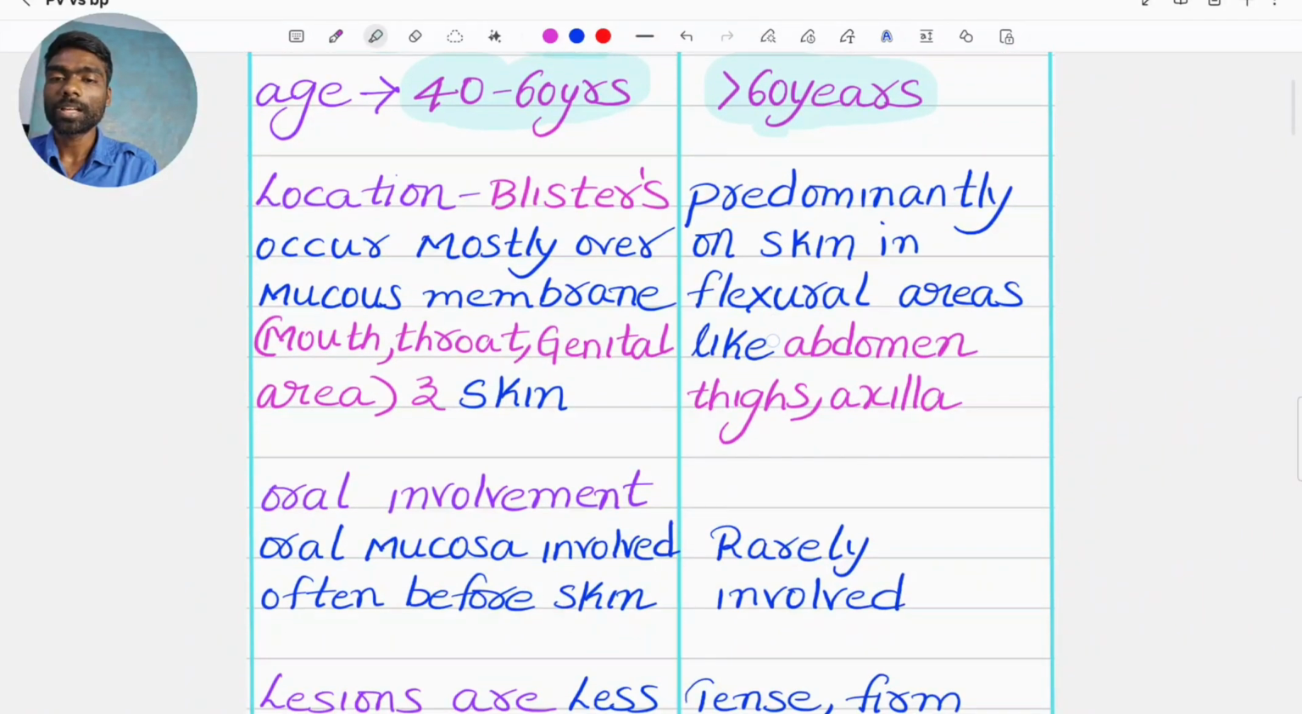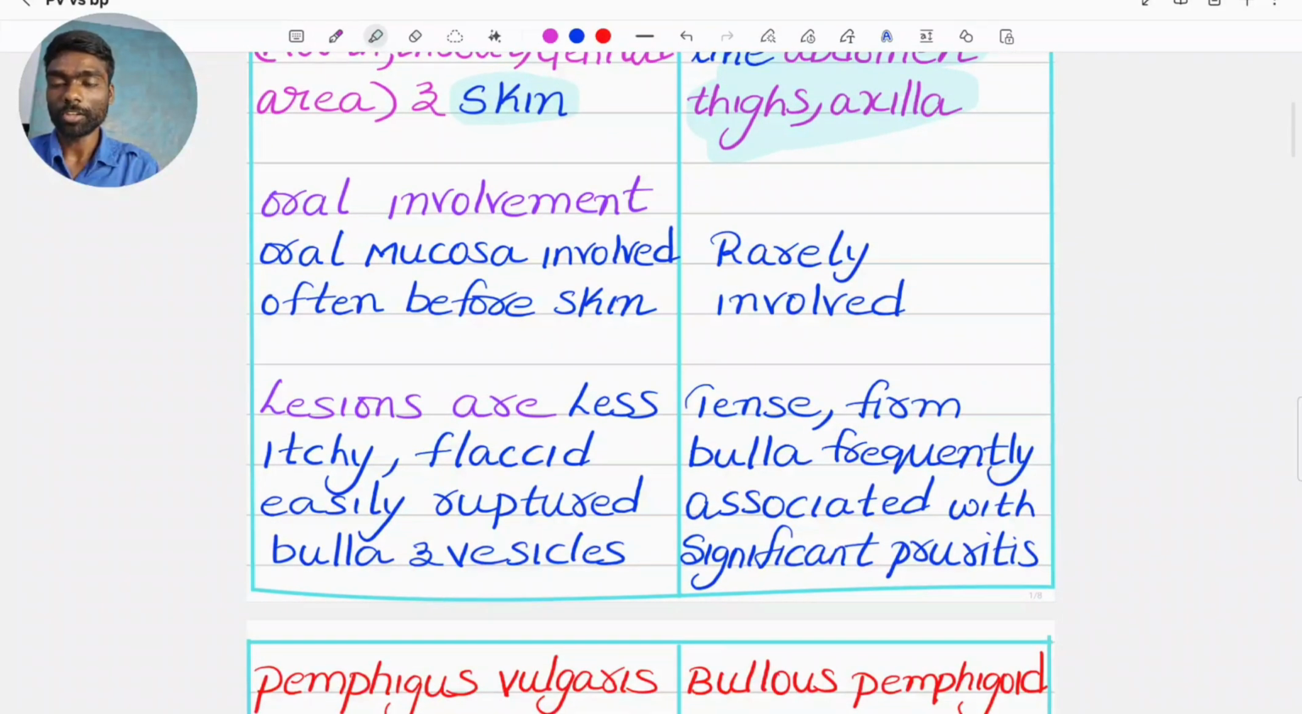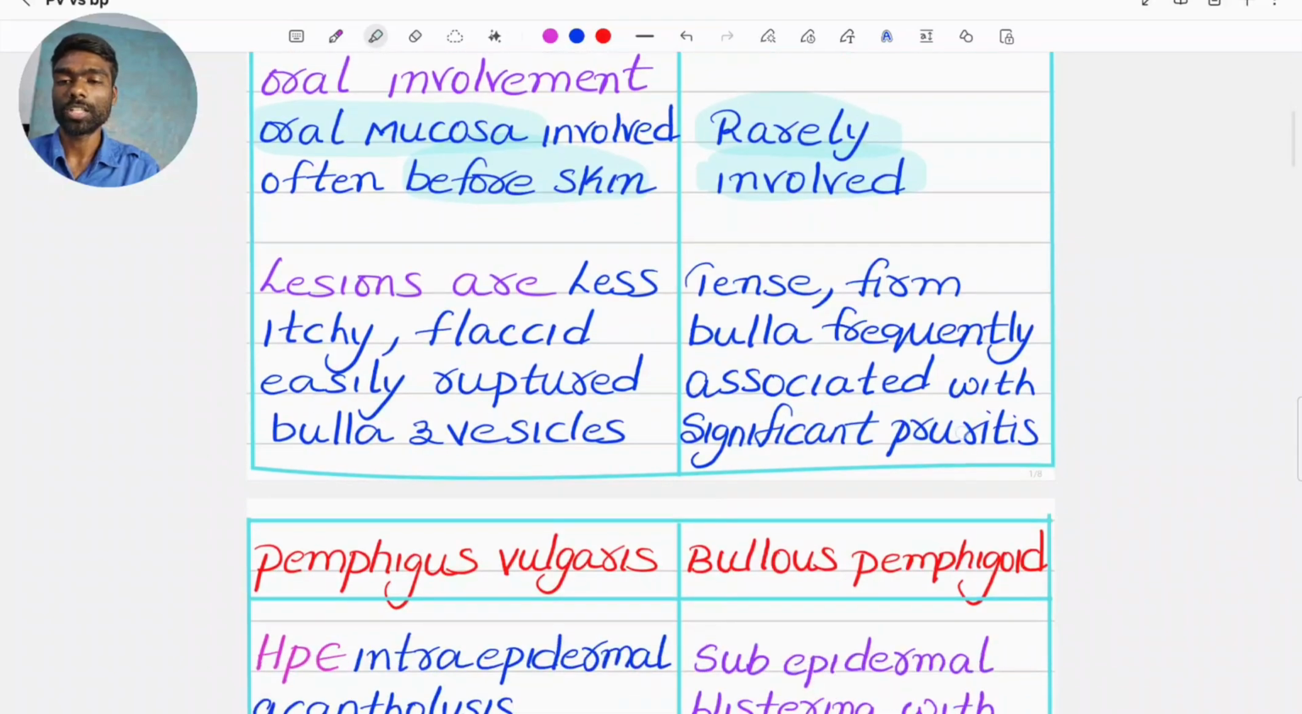Location. In vulgaris, blisters occur mostly over mucous membranes of mouth, throat, genital area and skin. So Pemphigus vulgaris is a mucocutaneous blistering disorder. Bullous Pemphigoid is predominantly on skin in flexural areas like abdomen, thighs, axilla. Coming to oral involvement, already I told vulgaris is mucocutaneous, so first oral mucosa will be involved, often before the skin. In Bullous Pemphigoid, oral mucosa is rarely involved.